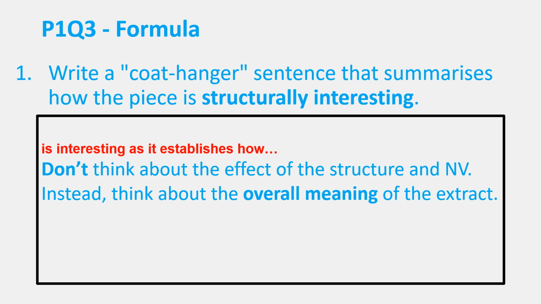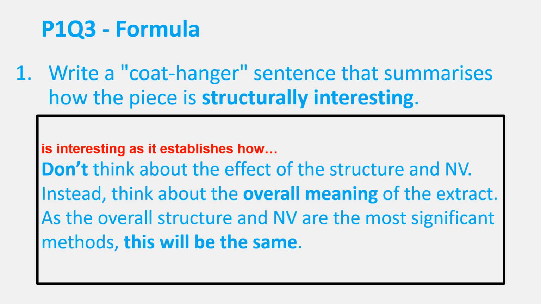So if we think about the Rosabelle piece, the thing that is interesting about it is this sense that she is trapped by her class, by her circumstances, and she can't escape. That overall meaning is created in part, in large part I would argue, by the overall structure and by the narrative voice. The fact that the person telling Rosabelle's story is not her is significant in itself. Think about the overall meaning of the piece and you will understand then what the effect of the overall structure and the narrative voice is.